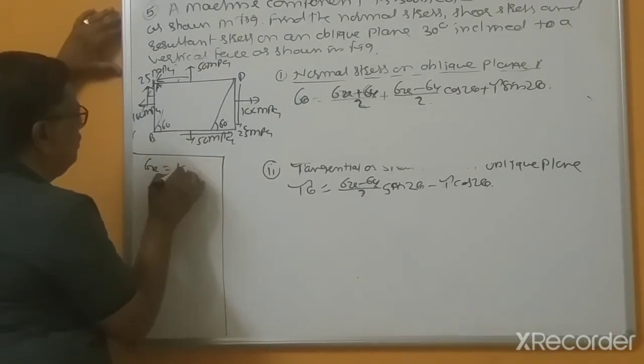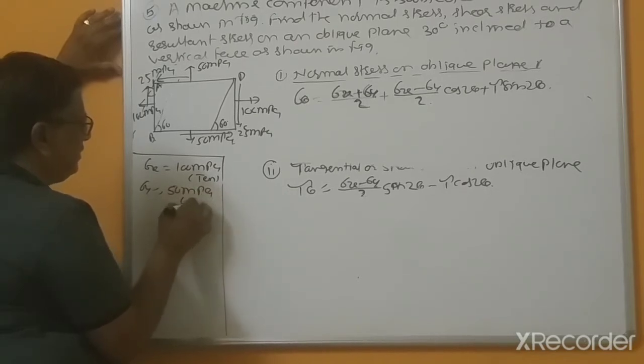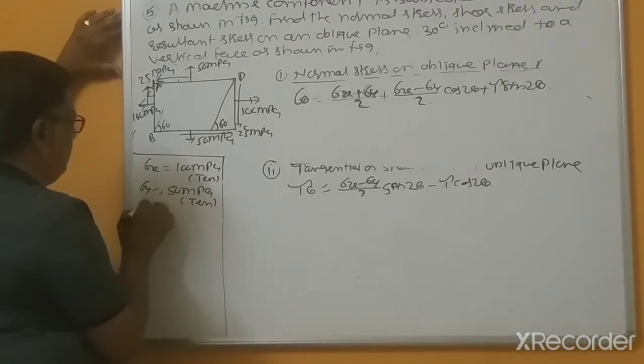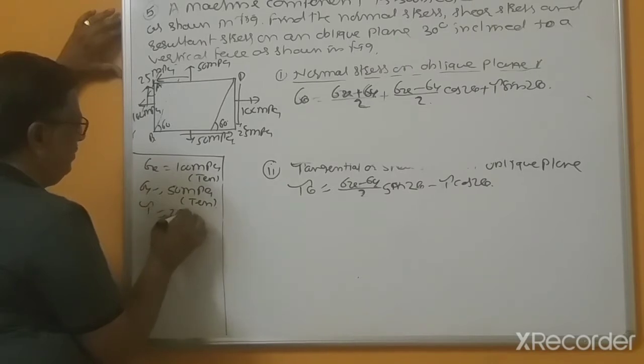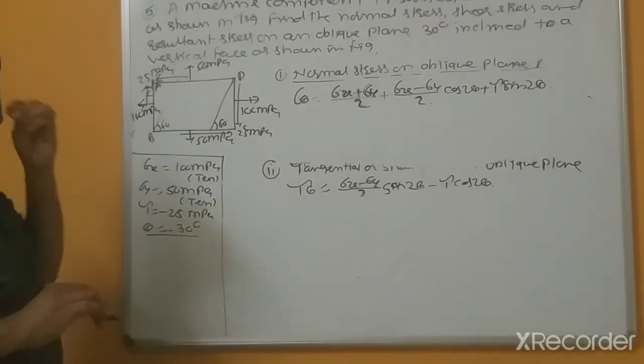Sigma x equal to 100 megapascal. This is tensile. Sigma y 50 megapascals, again this is tensile. Shear stress 25 megapascals, this is minus 25 and theta equal to minus 30 degree. So this is the given data.